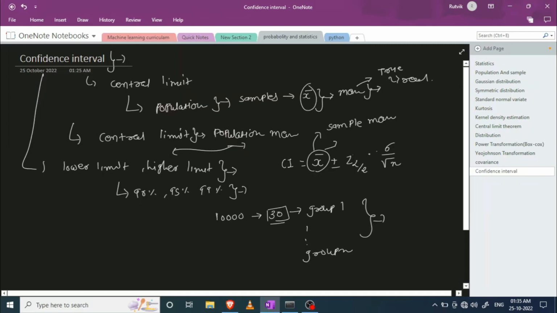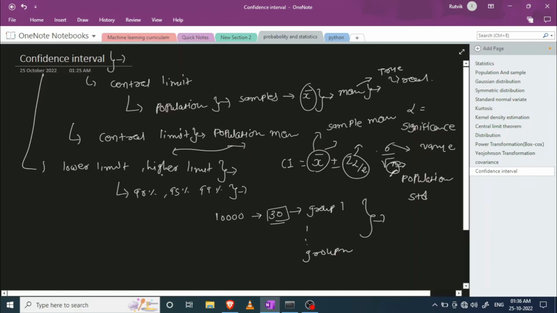Now let's talk about alpha here. What does alpha mean? Alpha is the significance value. You have a z table, and with the help of the z table you can calculate this z value. Now, this is the population standard deviation, sigma, and n represents the sample size, that is, how many data points we currently have in a sample. So this is all about the formula.